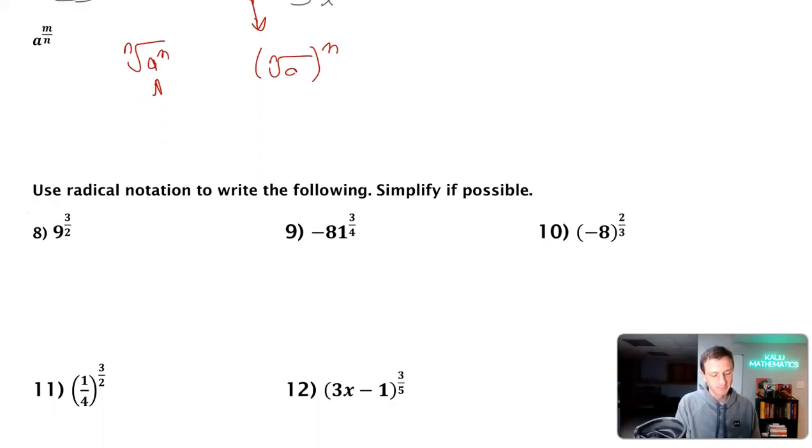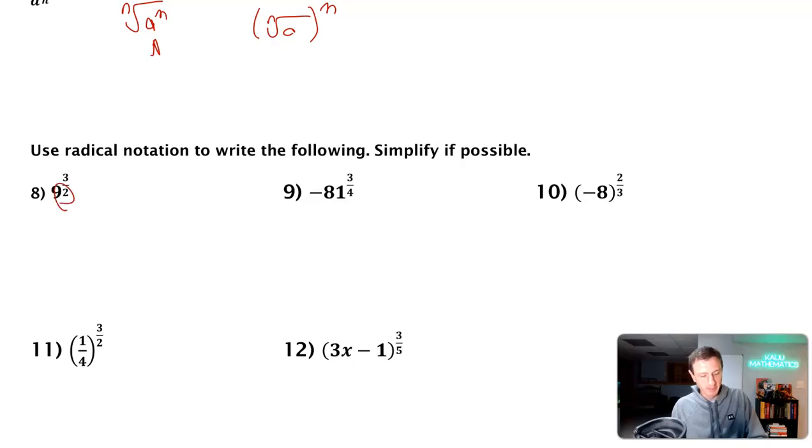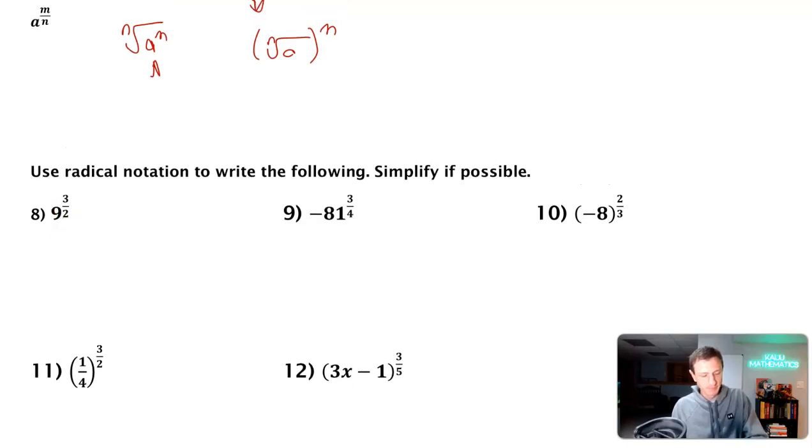So let's take a look. Number 8, we have 9 to the 3/2. So that translates to the square root of 9, because the denominator is 2. That becomes my index. Square root of 9, and then 3 is that exponent. So the square root of 9 is all being raised to the third power. Square root of 9 is 3.